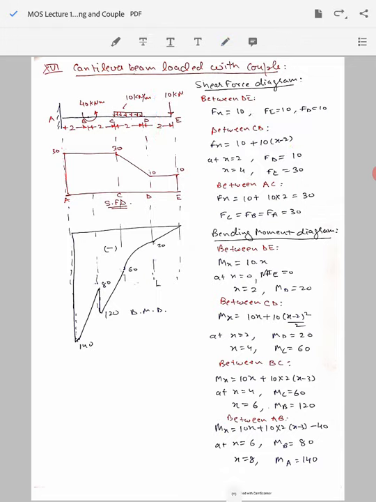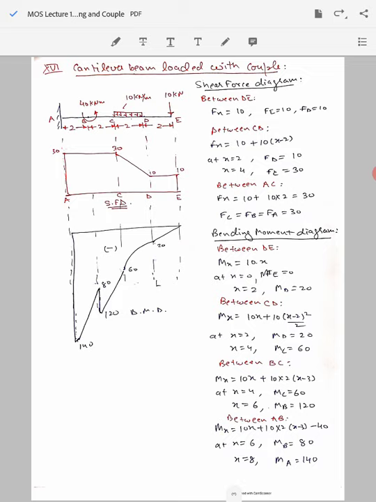So if you cut the beam anywhere between C and D, this will be 10 plus 10 into x minus 2, because this is the distance for which the uniformly distributed load will be acting, which is x minus 2. So our shear force equation will be 10 plus 10 into x minus 2, which for point D and point C will give you the value as 10 kilonewton and 30 kilonewton if you substitute x equal to 2 and x equal to 4 in this equation.